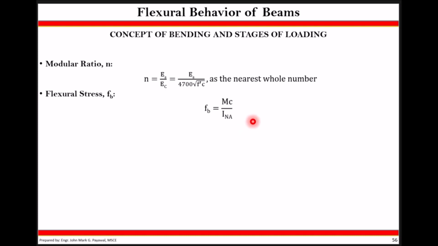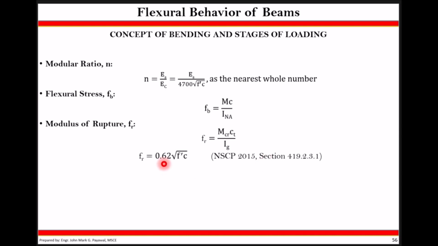Tandaan lang natin na baka magagamit natin ito sa mga stresses on your concrete, your steel, and others. Modulus of rupture, f sub r, is related to the bending stress: Mcr multiplied by Ct over Ig. From the code, my modulus of rupture is 0.62 multiplied by the square root of fc prime. This one is for normal weight concrete, kasi may lambda pa dapat dito, either 1.0 or 0.75. Dito rin, pwede siyang maging different kapag yung weight of concrete is not normal weight or not 24,600.